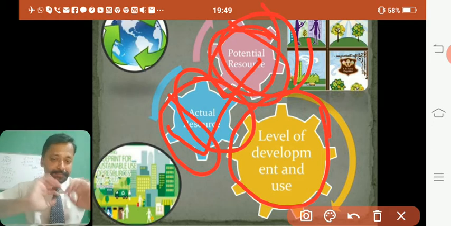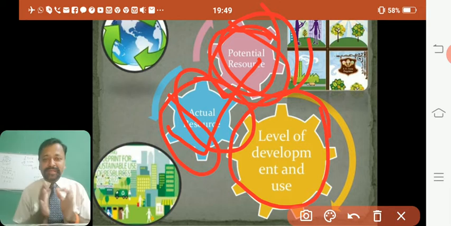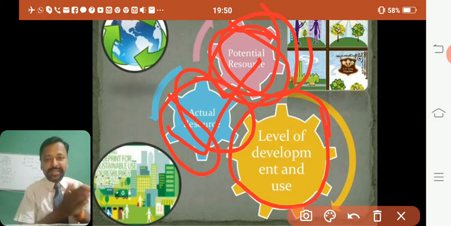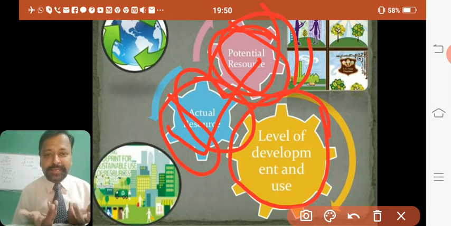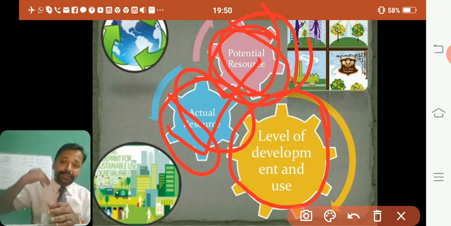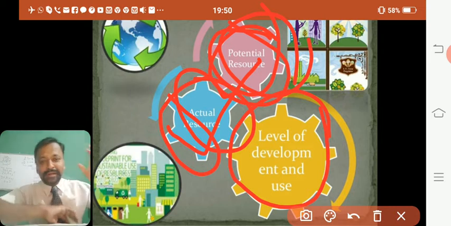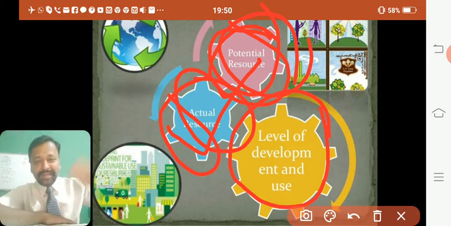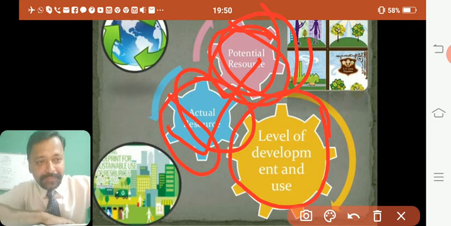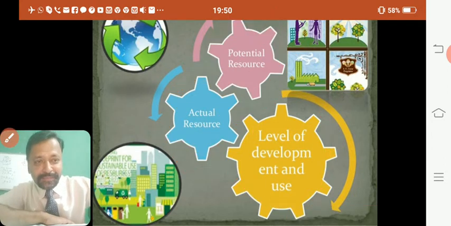Clear? I think it's very clear. Something which we are using currently, we know the stock, how much it is there, and how many years we can use it. That is an actual thing in front of us. Something which we are planning to use in future is called a potential resource, like wind energy, solar energy, all these things. Clear? Chaliye, we'll go into the next part of this.